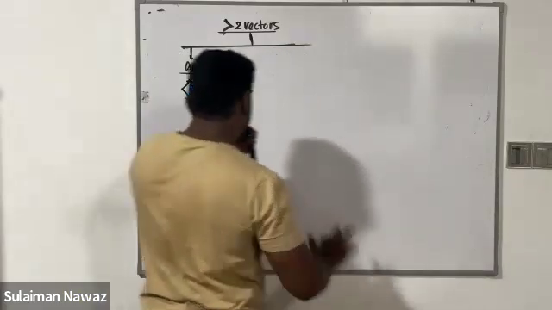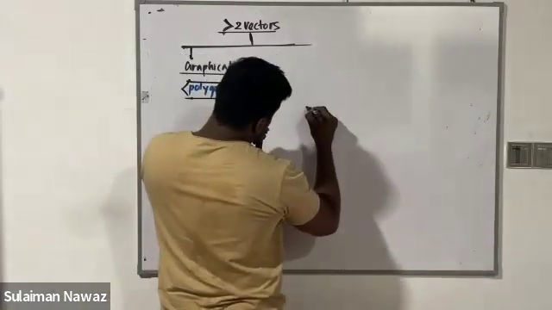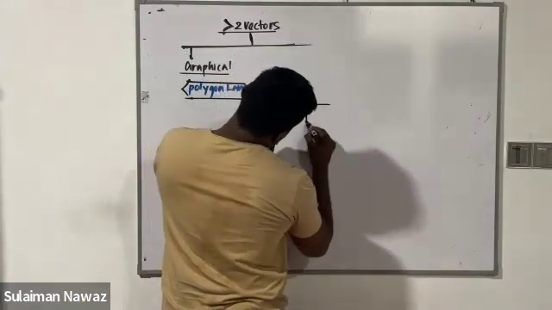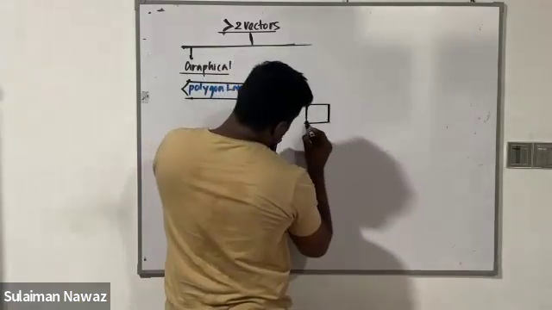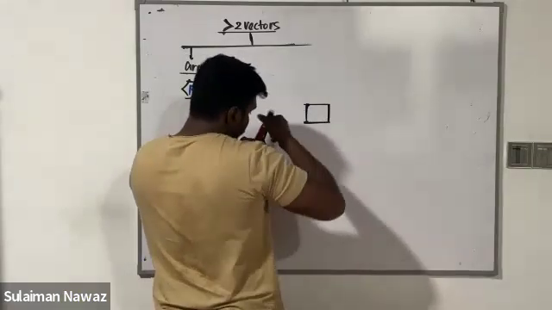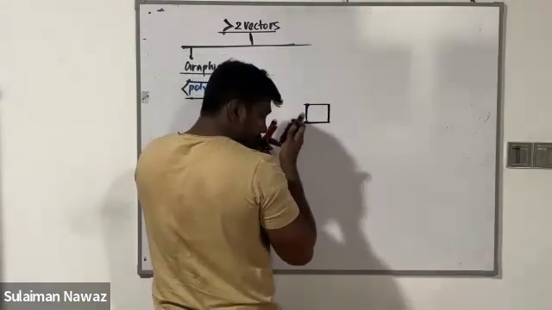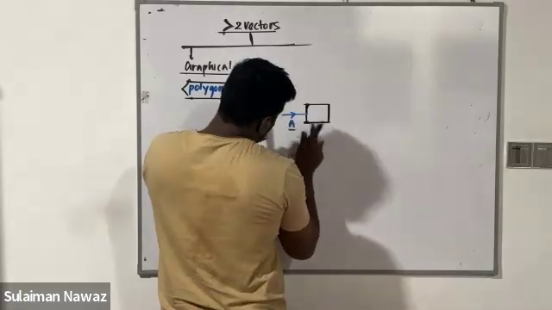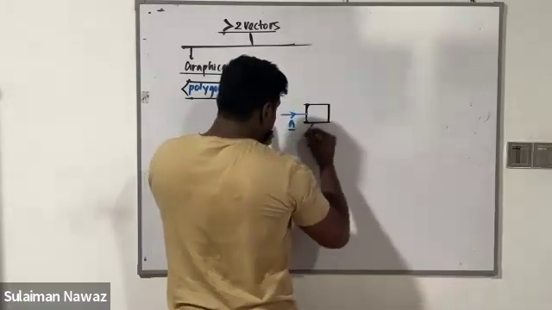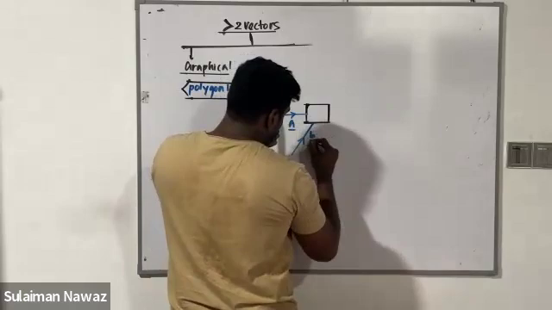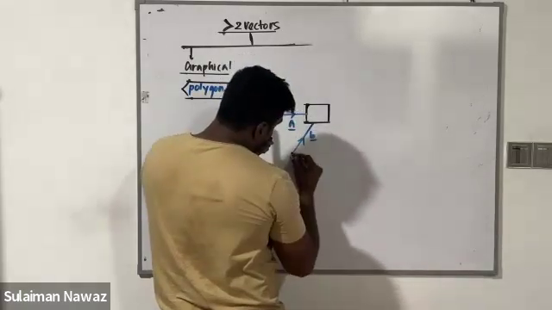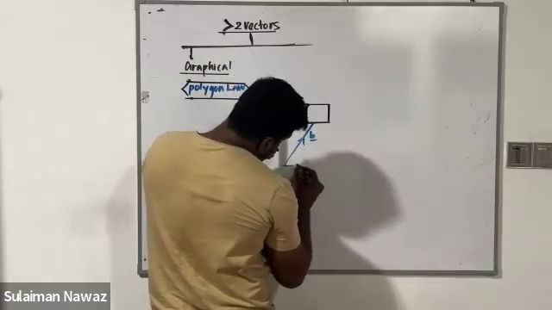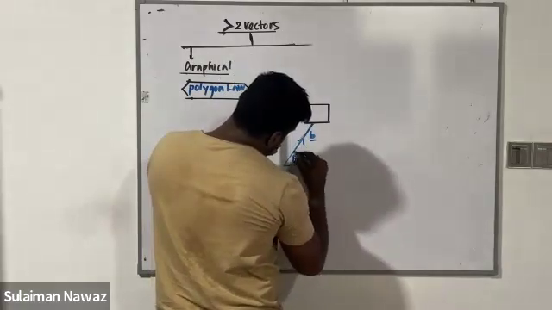There are four vectors acting on this object. This is vector A, and this is vector B. This angle, let's say theta.